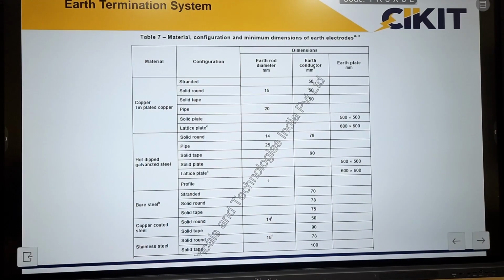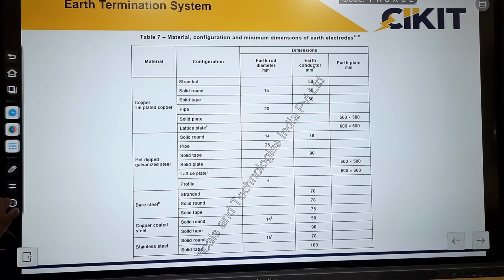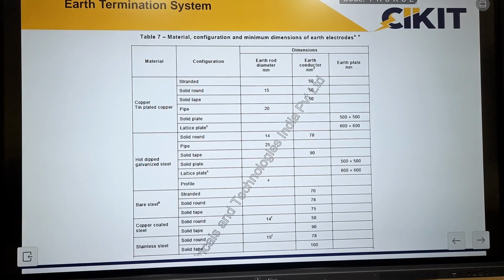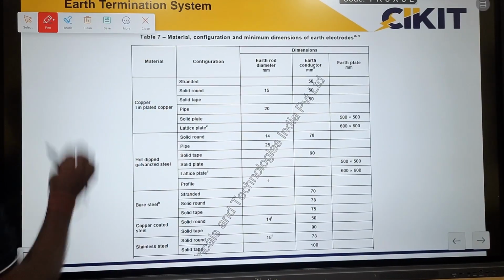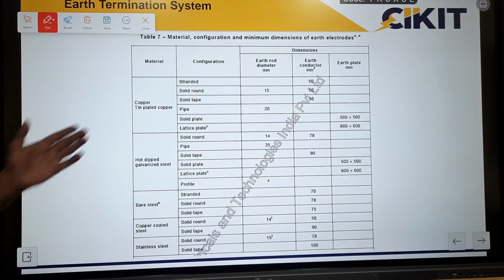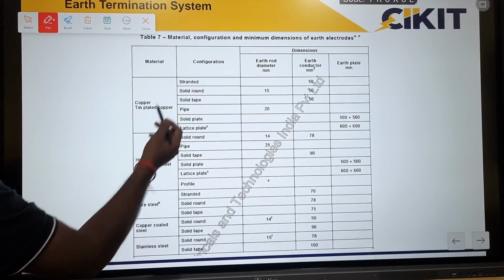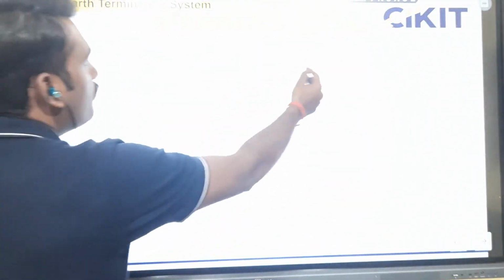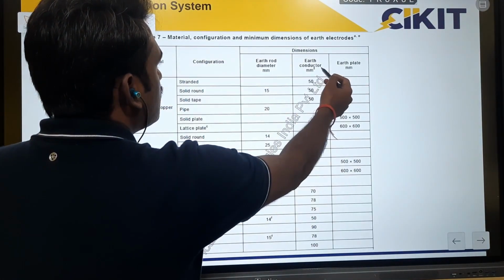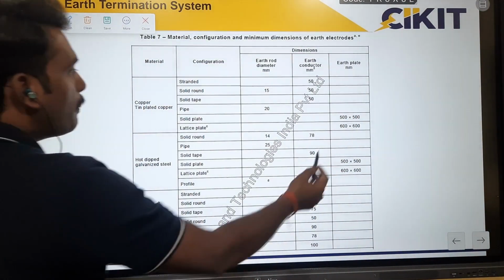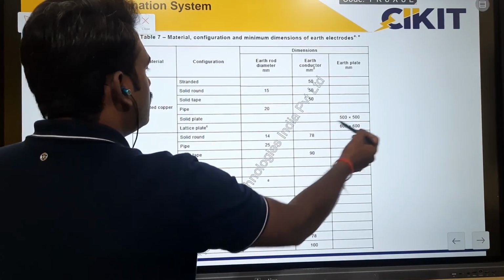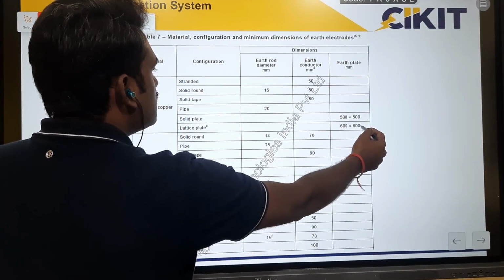So these are the materials recommended by the standard for this earth termination system. So in this we can observe that they have not provided details of the aluminum. So aluminum is not recommended for use below the ground level. So the first one is copper. In all the materials they have provided different dimensions for earth rod, earth conductor and earth plate. So if I am going for plate, then it can be 500 by 500. If it is lattice plate, then it has to be 600 by 600.